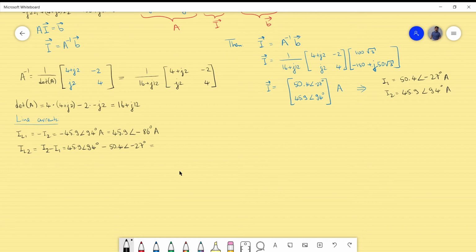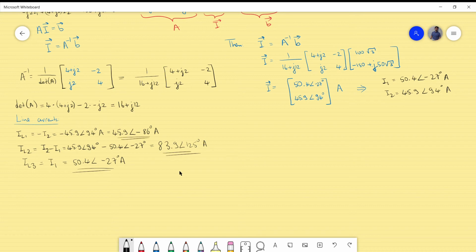I've done this in more detail in other videos, so it will be helpful to look at the videos for example number 1 to number 4, and also the complex numbers and phasors video. So I will have the following: 83.9 with a phase of 127, of course also in amperes. And IL3, the last one, is exactly equal to I1, and this is exactly 50.4 phase minus 27 degrees. So I have all of the line currents.